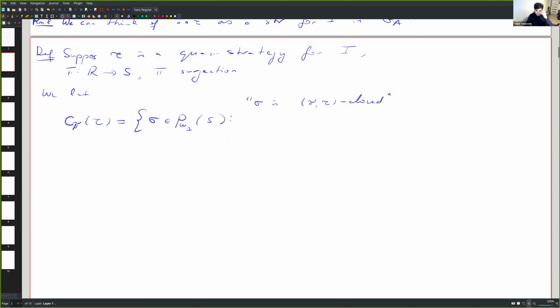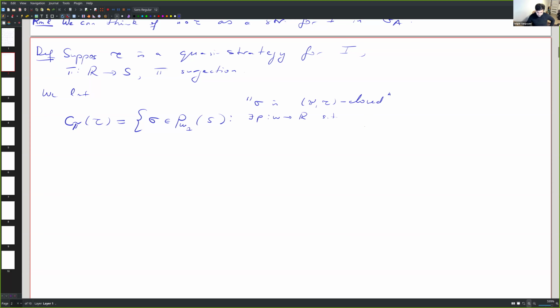So what that means is that basically you want to say we can enumerate sigma in a way that it becomes a run of the game in which player 1 plays according to tau. So there is an enumeration. So there is P from omega onto reals. So this is going to be mimicking the run of the game associated to some set of reals, right?